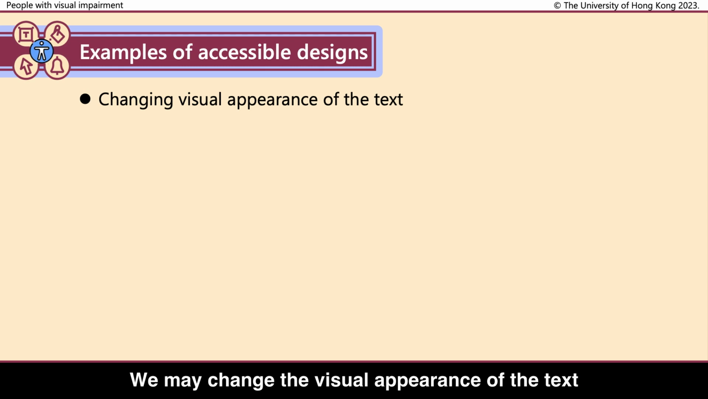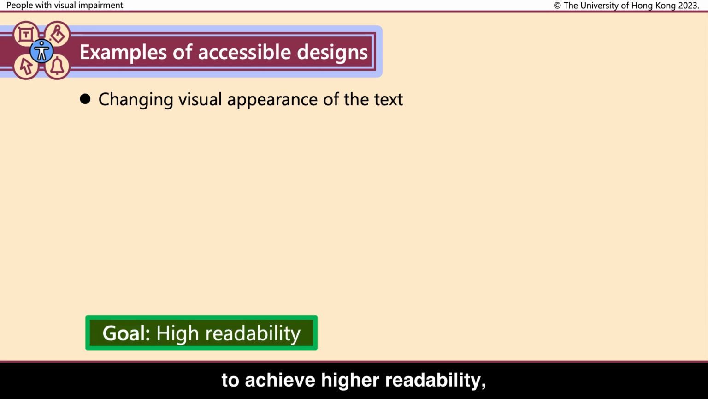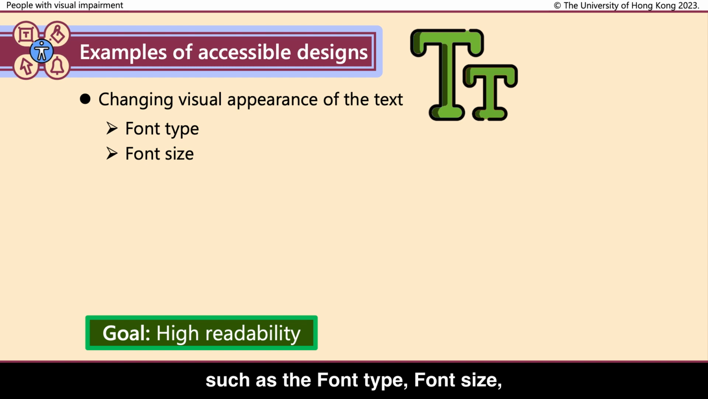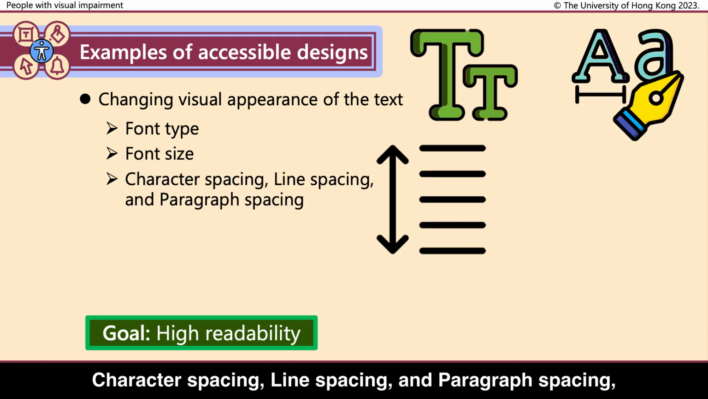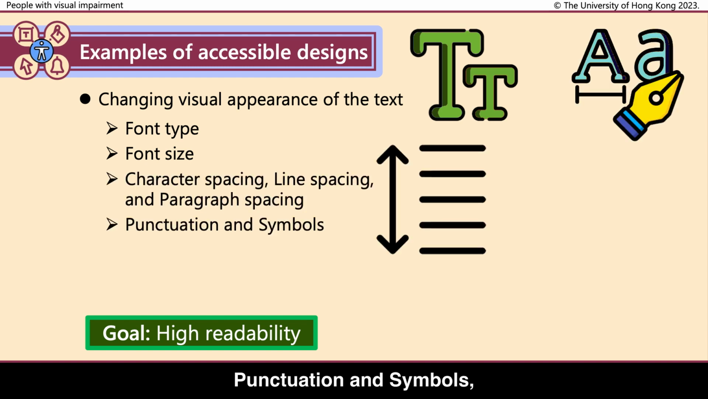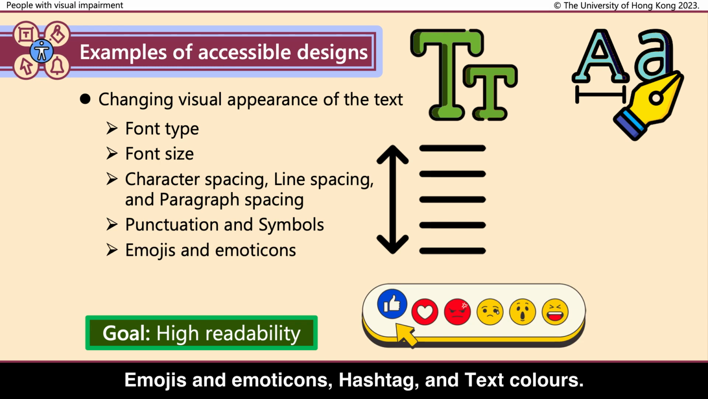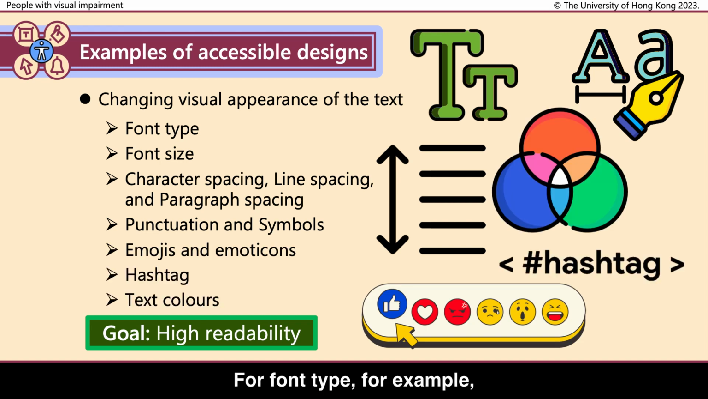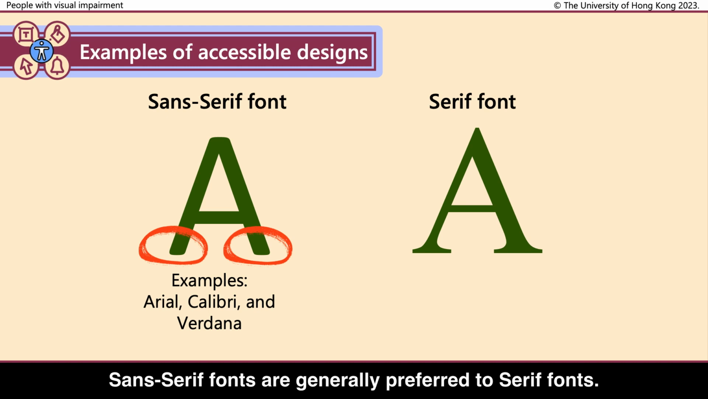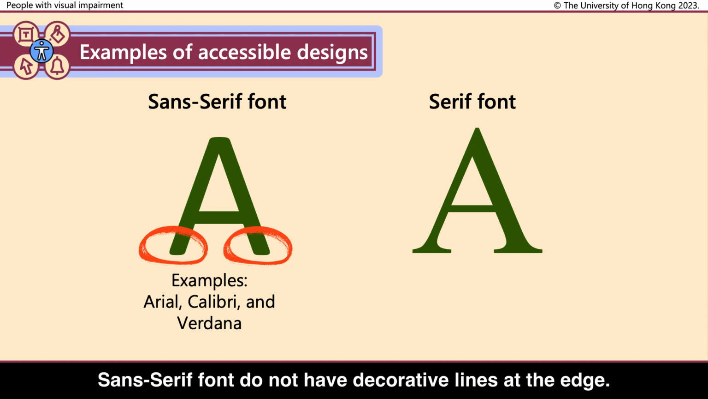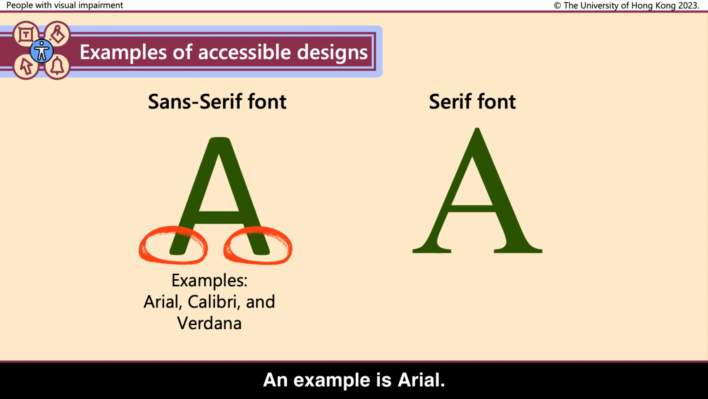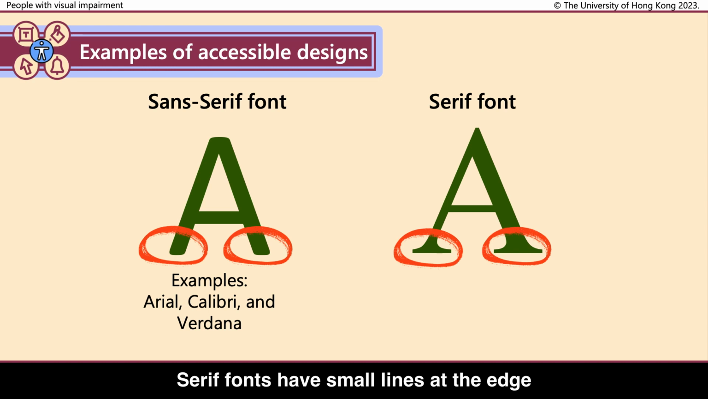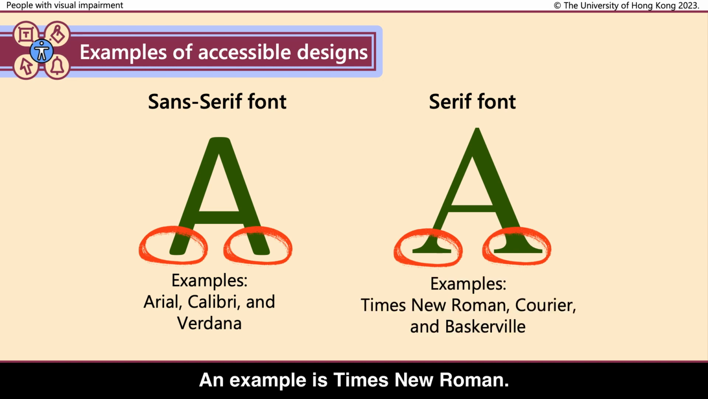We may change the visual appearance of the text to achieve higher readability, such as the font type, font size, character spacing, line spacing, and paragraph spacing, punctuation and symbols, emojis and emoticons, hashtag, and text colors. For font type, for example, sans serif fonts are generally preferred to serif fonts. Sans serif fonts do not have decorative lines at the edge. An example is Arial. Serif fonts have small lines at the edge that may hamper readability. An example is Times New Roman.